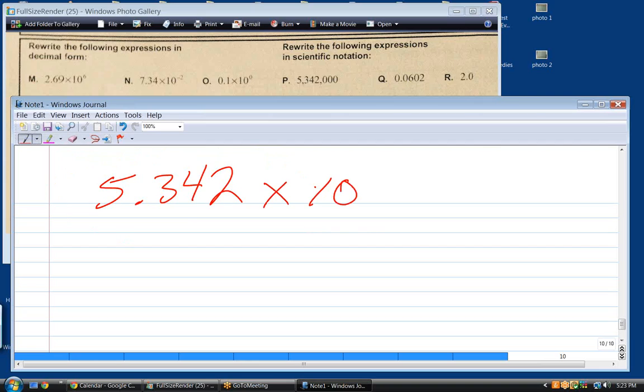What did we say 10 to the sixth was? 10 to the sixth was 1,000,000, right? In other words, isn't that right there the same as this number? Okay. So I can replace 1,000,000 with the number of zeros there are. That's 10 to the sixth. Okay?